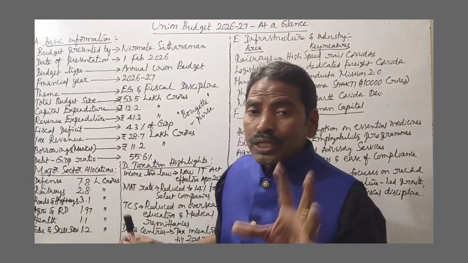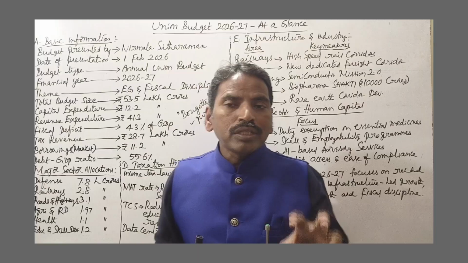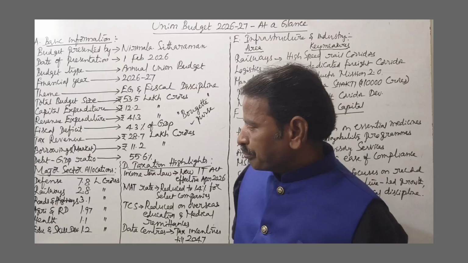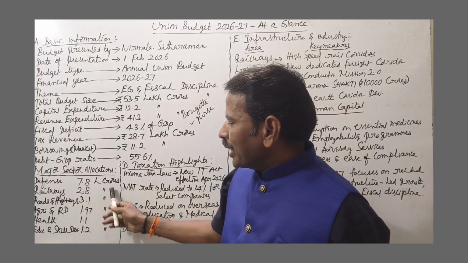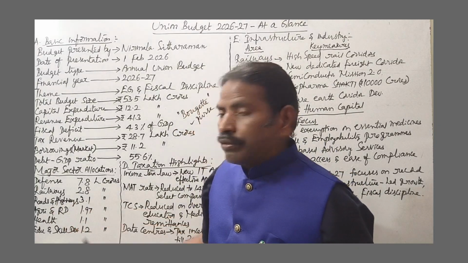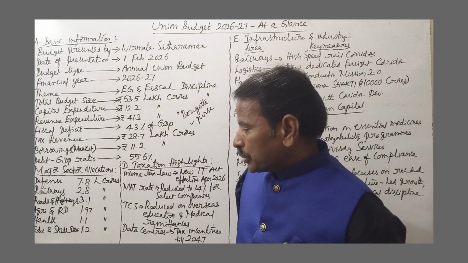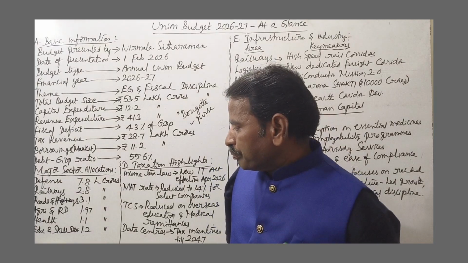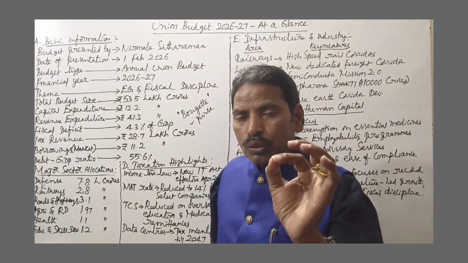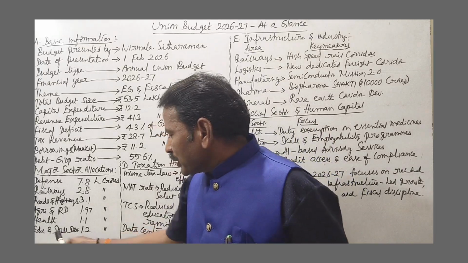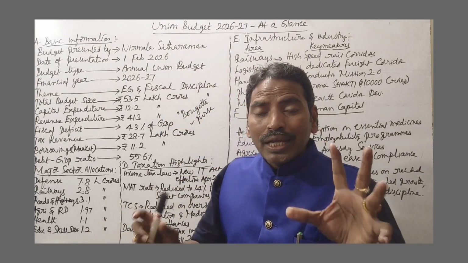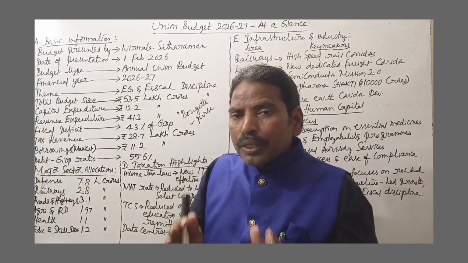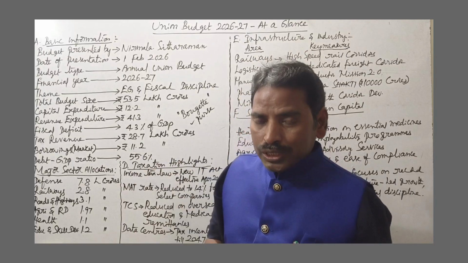Next, point C. Major sector-wise allocations. Defense 7.8 lakh crores. Railways 2.8 lakh crores. Roads and highways 3.1 lakh crores. Agriculture and rural development 1.97 lakh crores. Health 1.1 lakh crores. Education and skill development 1.2 lakh crores. These are the details related to major sector-wise allocations.